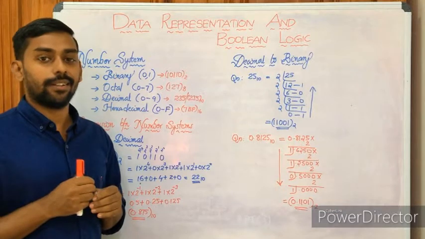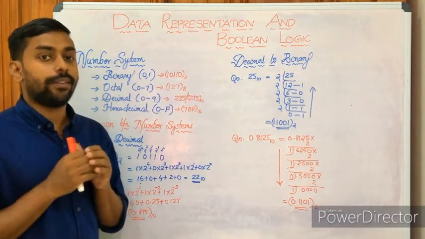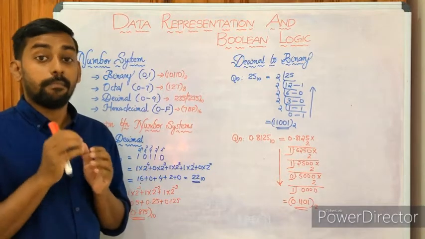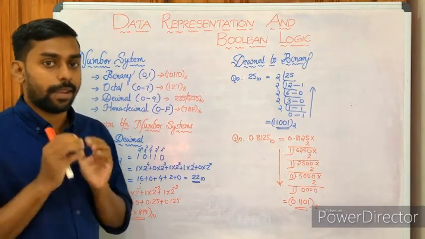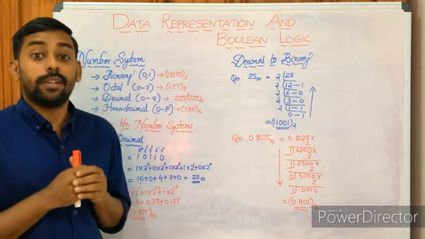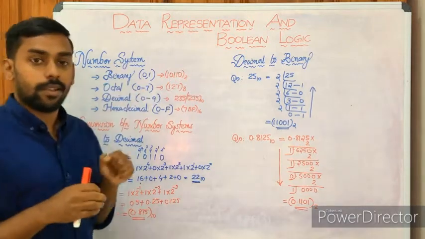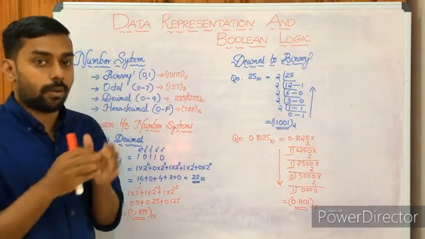We have already started our first chapter, data representation and Boolean logic. Under the topic data representation, we have number systems and its conversions, and Boolean logic, it's all connected to digital electronics and its components. And we have seen all these concepts in detail. Let's have a quick revision on all these topics.